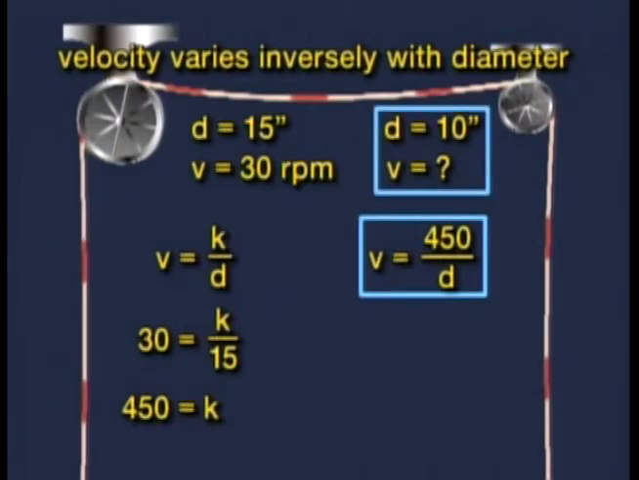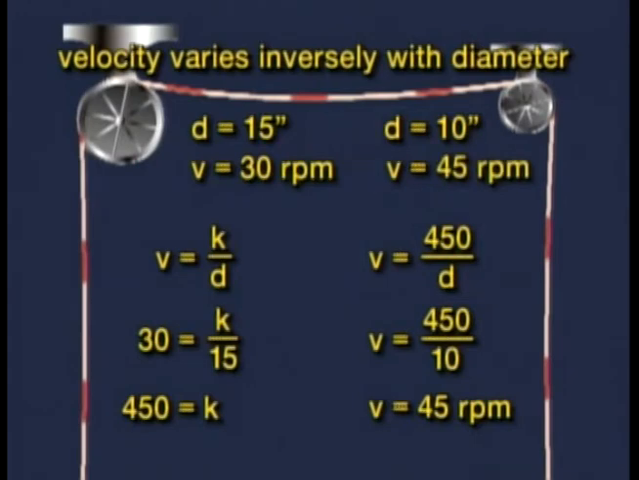Now we can find the velocity of the 10-inch pulley. In the formula, substitute 10 for D. Divide. The velocity of the 10-inch pulley is 45 RPMs. That's 15 RPMs faster than the larger pulley.